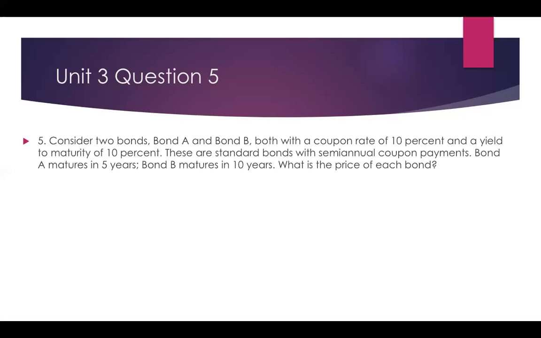Question 5. Consider 2 bonds, Bond A and Bond B, both with a coupon rate of 10% and a yield to maturity of 10%. These are standard bonds with a semi-annual coupon payment. Bond A matures in 5 years and Bond B matures in 10 years. What would be the price of each of these bonds?